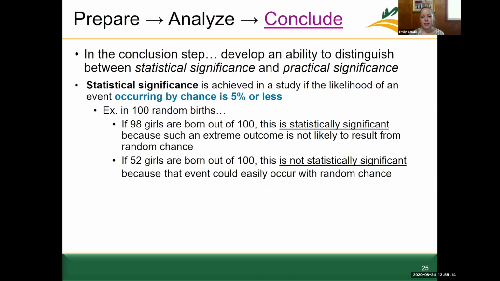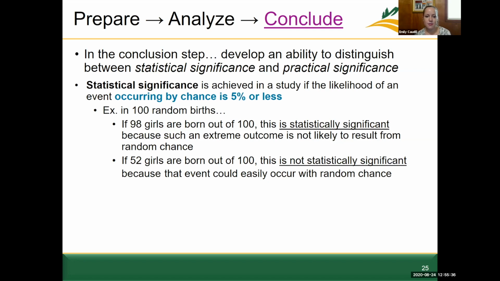Okay, now we're in the conclude portion. So in the conclusion step, develop an ability to distinguish between statistical and practical significance. And the line can be a little blurred here, but statistical significance is achieved in a study if the likelihood of an event occurring by chance is 5% or less.